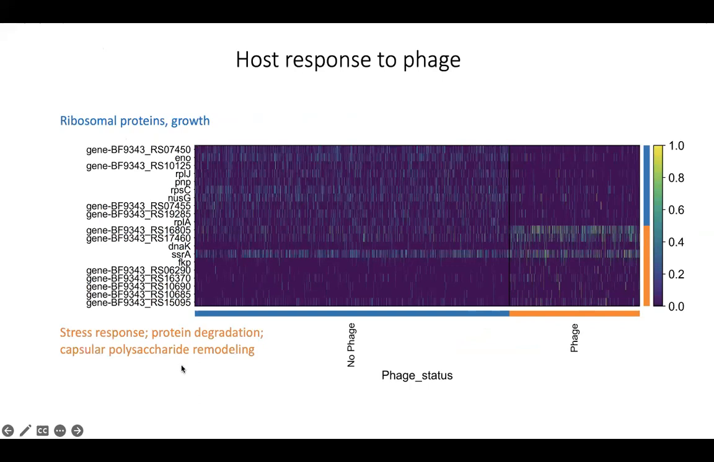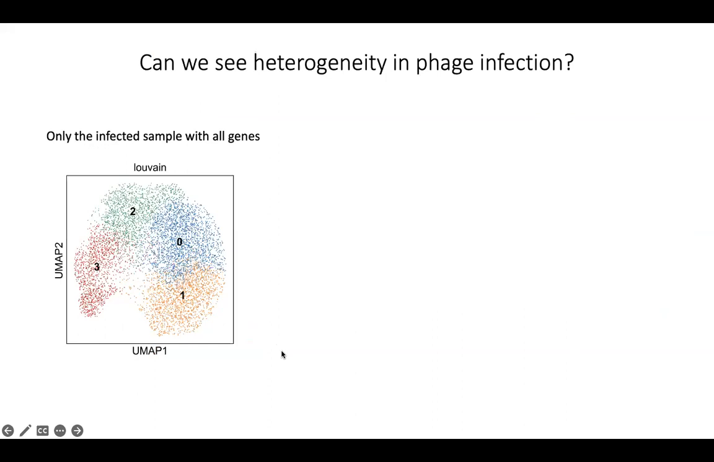And when we look at the genes that are involved, we are now in the process of characterizing them, but they're basically showing stress response, some protein degradation, and also the outer capsular polysaccharide remodeling. And I'll touch upon it a little bit later.